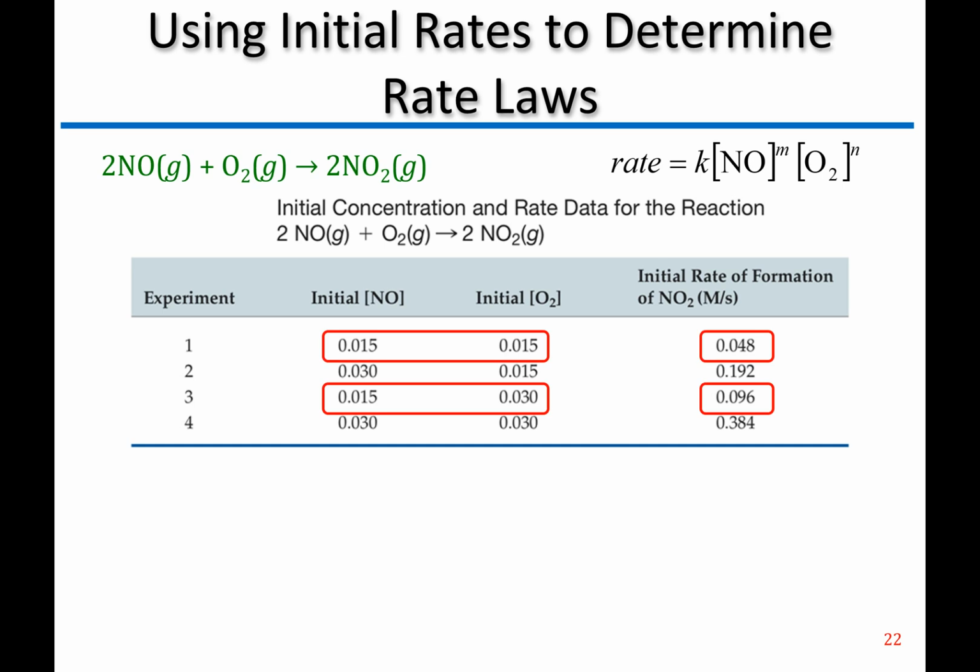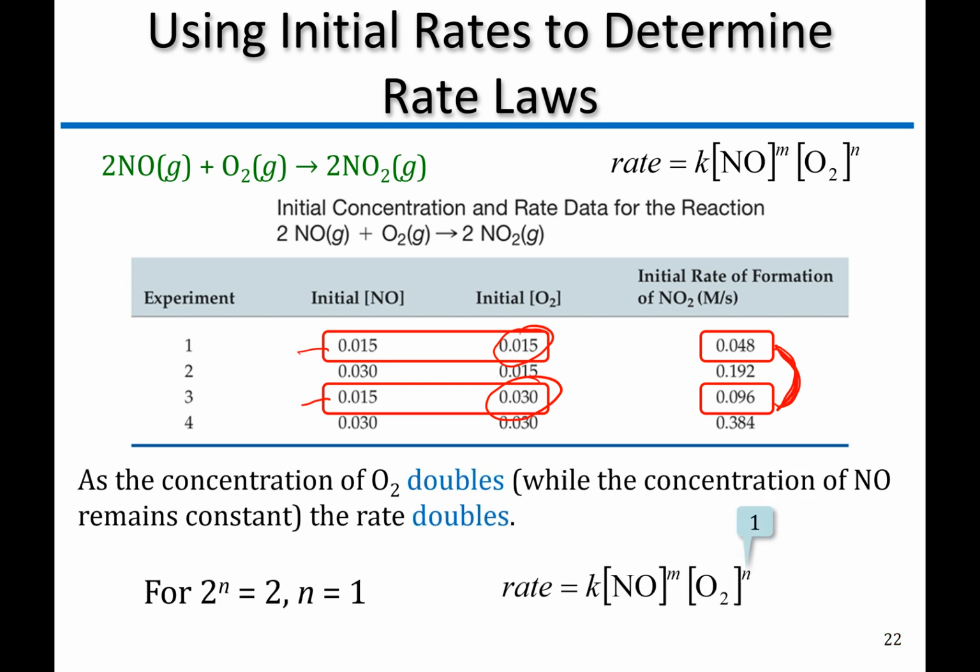So how do we find n? Well, with this set of data, we can do the same thing. Here we've held the concentration of NO constant, but we've doubled the concentration of O2. Then again, we can look at our reaction rate and see how it changed. So we can set up the same equation: as the concentration of O2 doubles, 2 raised to the n, to find our reaction order.